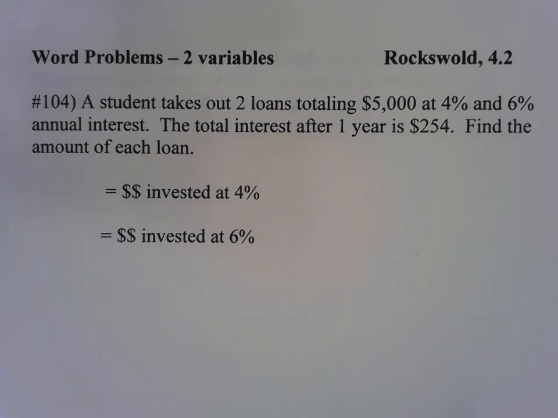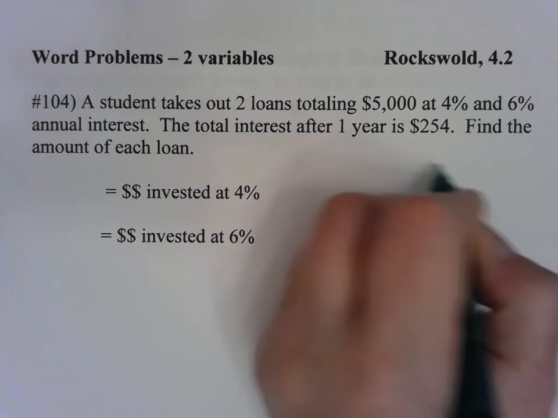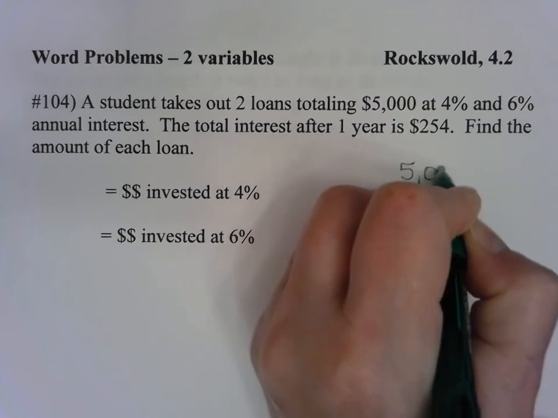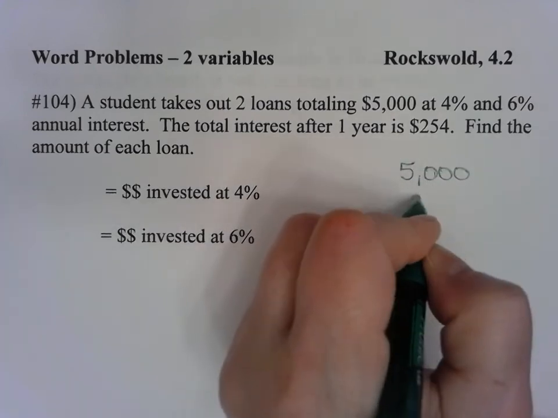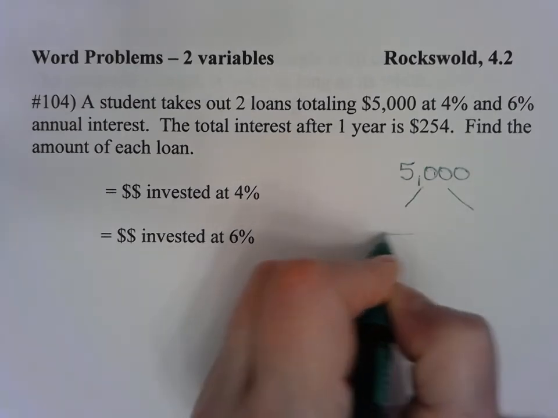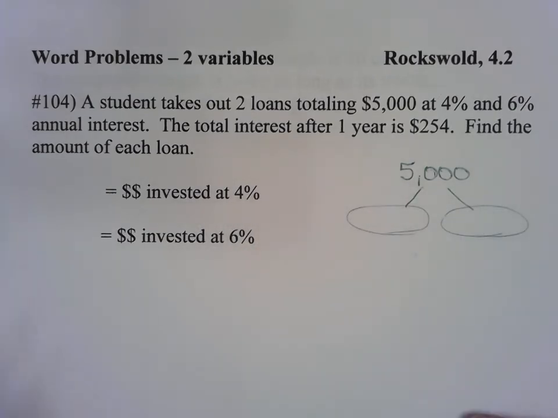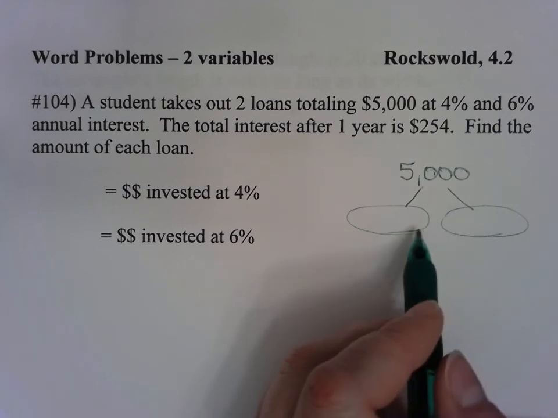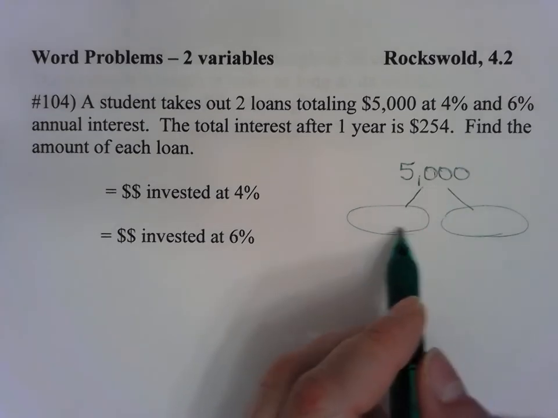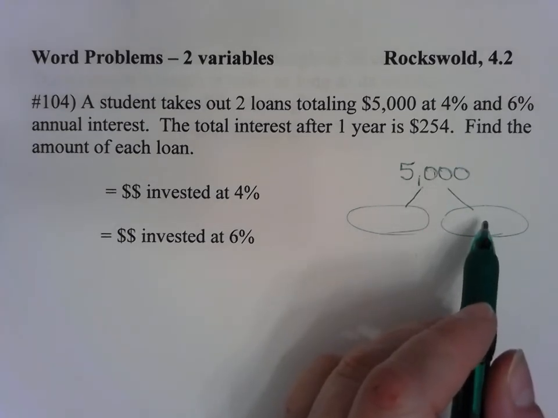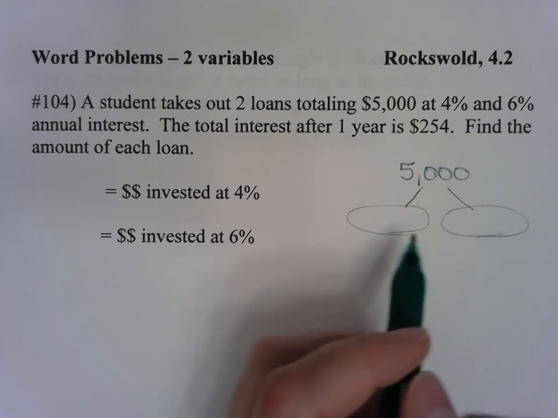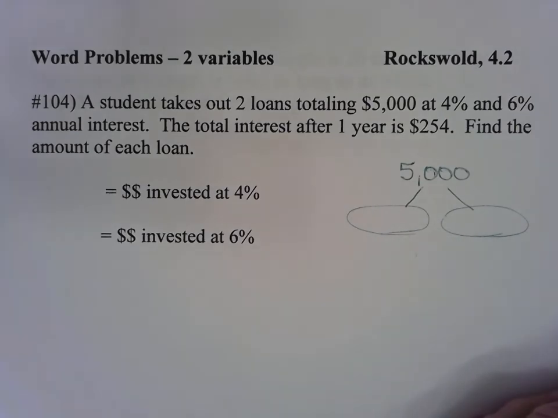Okay, so we've talked about this before. We're going to address it a little differently this time because we're going to use two variables. But the idea is that this student is getting $5,000 from two different loans, right? And so our job is to figure out how the money was broken up. How did these two amounts add to 5,000? Was one 1,000 and 4,000, or 2 and 3, or how was it split up?